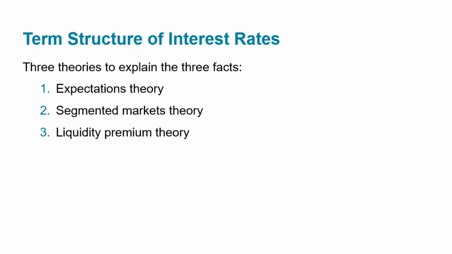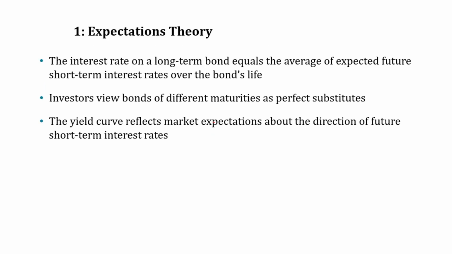we have three theories to explain this. One is called the expectations theory, second is called the segmented markets theory, and third is called the liquidity premium theory. So let's begin with the expectations theory. As per the expectations theory, the interest rate on long-term bonds equals the average of expected future short-term interest rates over the bond's life.